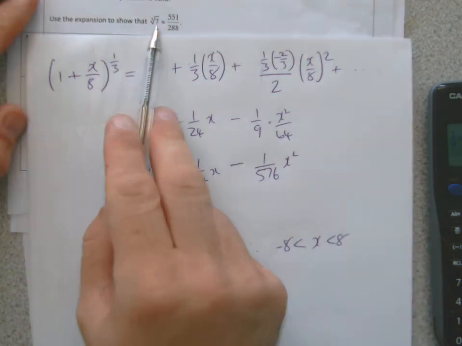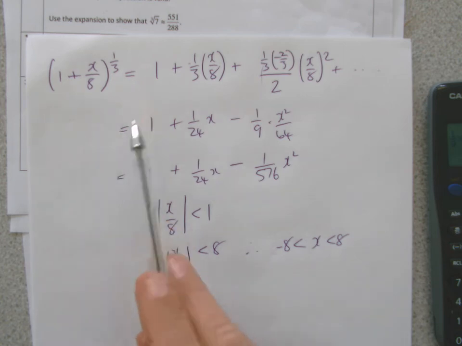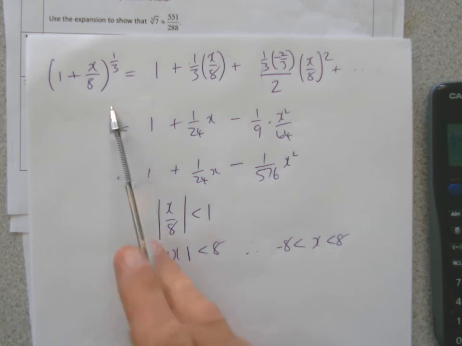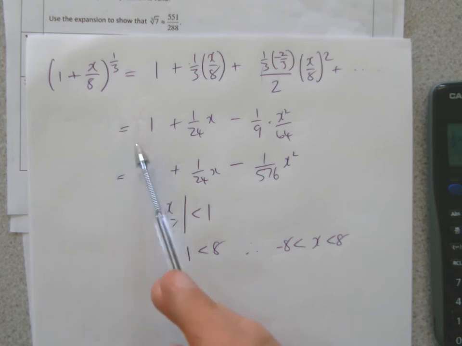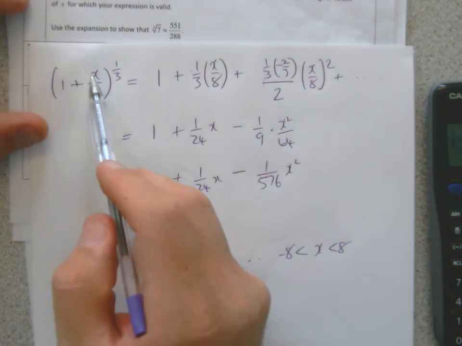It says use the expansion to show that cube root of 7 is 551 over 288. Now this question's got to mean, because they don't tell you what to set x to equal, okay? You've got to kind of try and figure it out yourself, which is really mean. Because there is a situation where you could go wrong on this, so we have to be careful. Now you could do it the wrong way, right? Let me show you the wrong way.